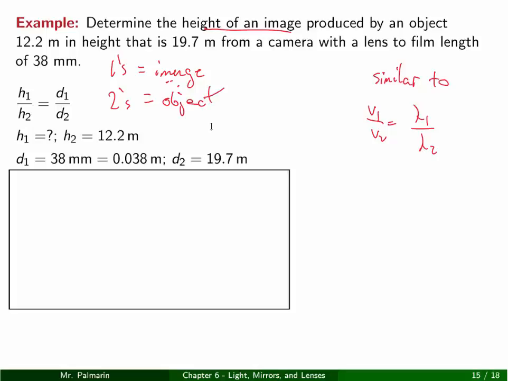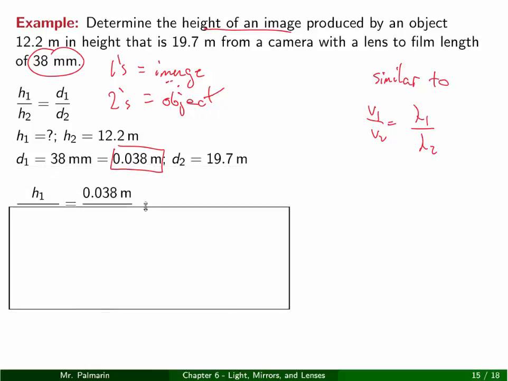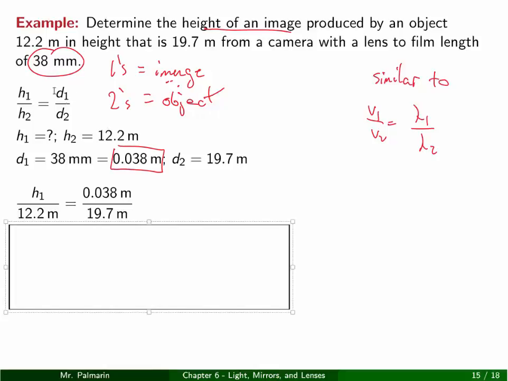Okay? You have to convert this millimeters to meters, so keep that in mind. Everything has to be in the same distance unit. I'll keep scrolling down here. New little technique. You plug it in accordingly, right? You're looking for h1, so everything else goes in accordingly, and then you just solve.